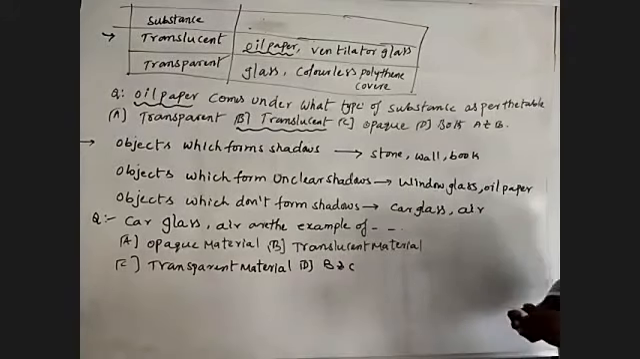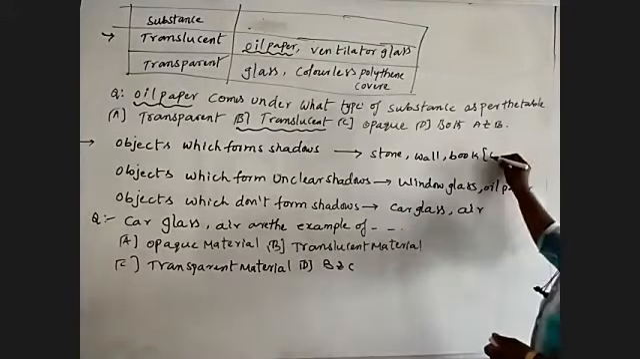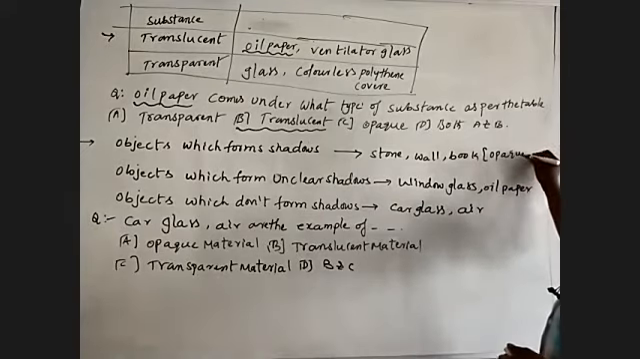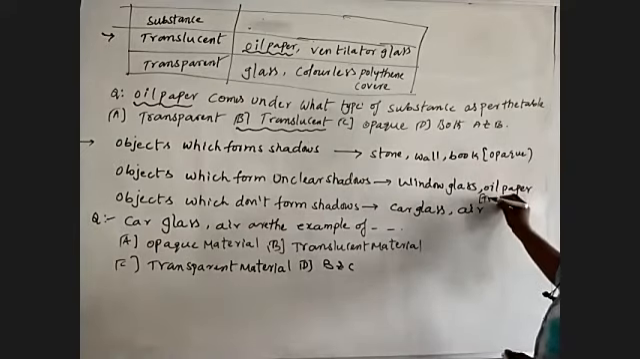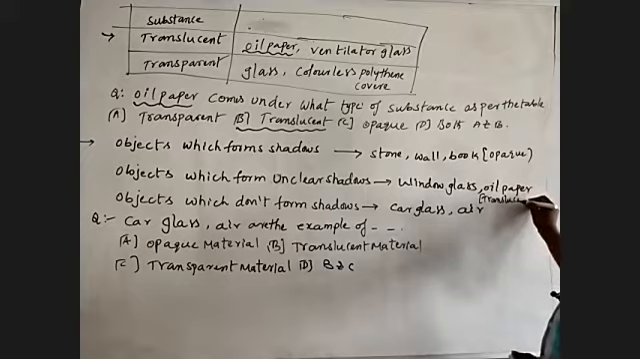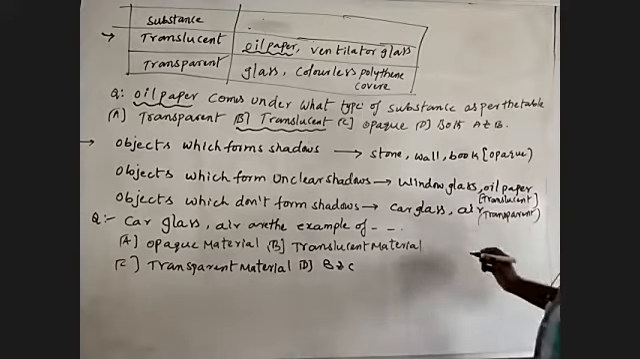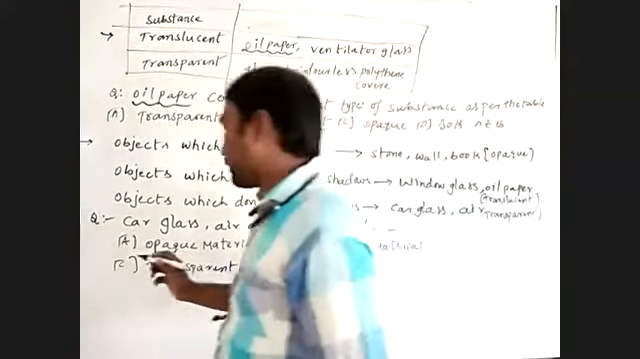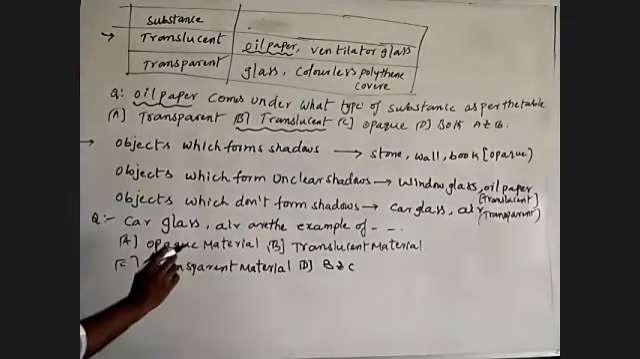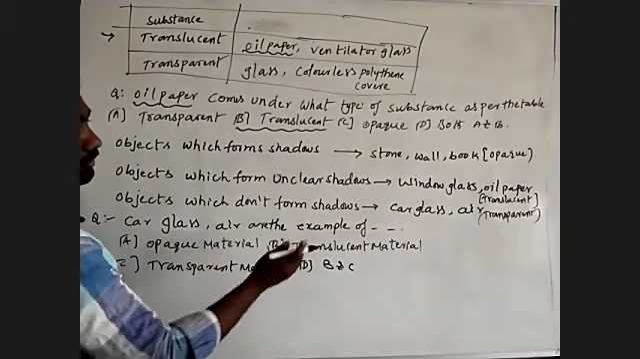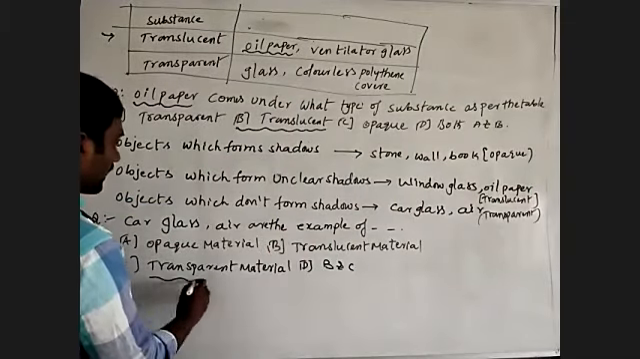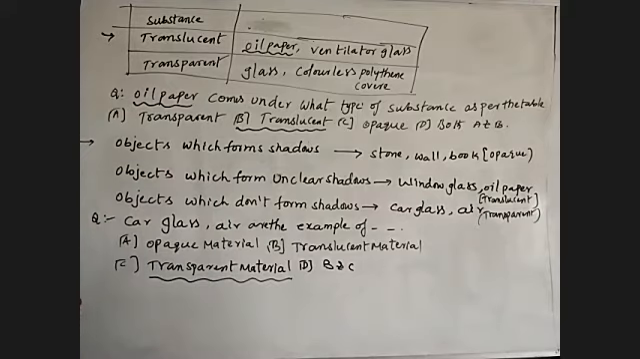What we can say: transparent. This is an example for opaque. This is an example for translucent. And this is an example for transparent. So from that, our question is car glass, air are the example for transparent material. Note that.